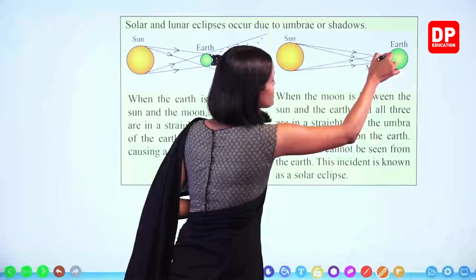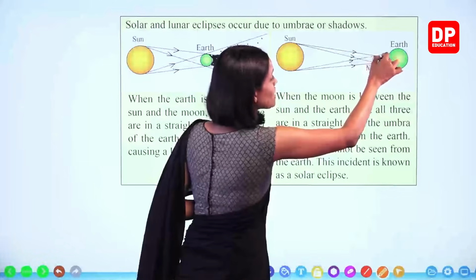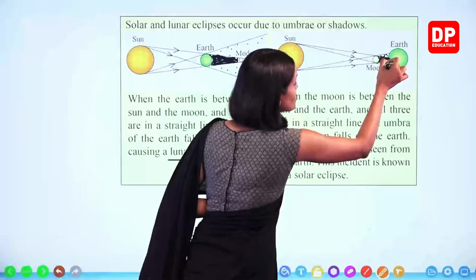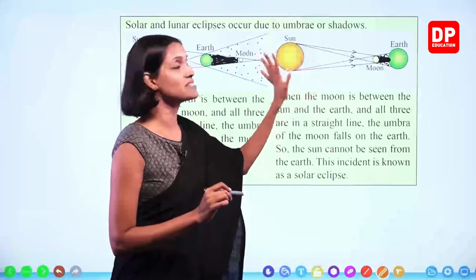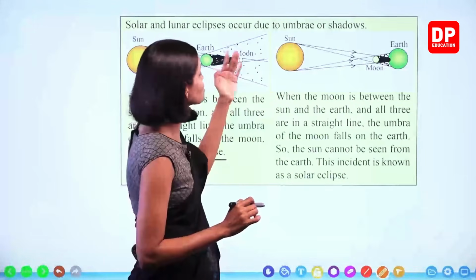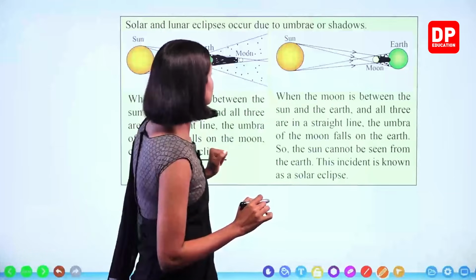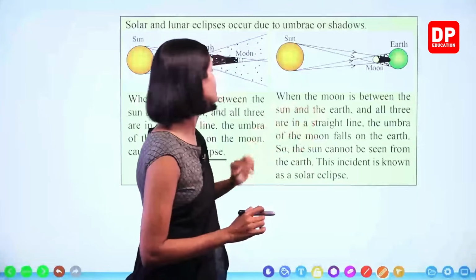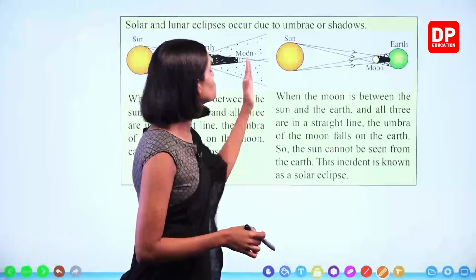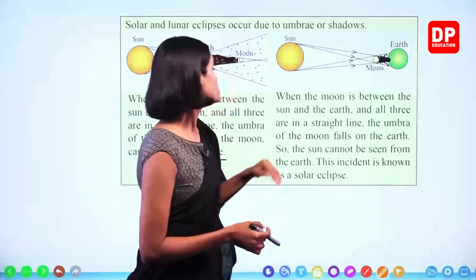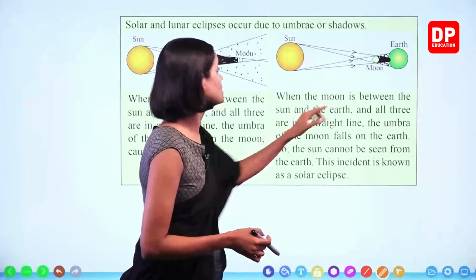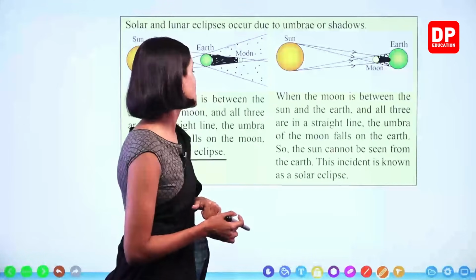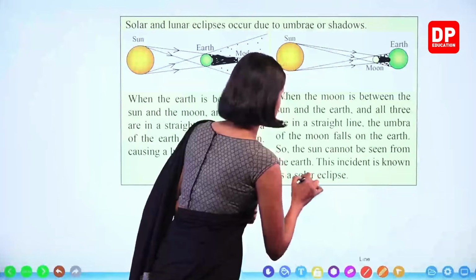But when you consider this very dark part, this is where the umbra is formed. Therefore, at this moment, people who are here, in this little bit, cannot see the sun at all. And this is known as the solar eclipse, right? When the moon is between the sun and the earth and all three are in a straight line, the umbra of the moon falls on the earth. So, the sun cannot be seen from the earth, from this particular part, okay? This incident is known as a solar eclipse.